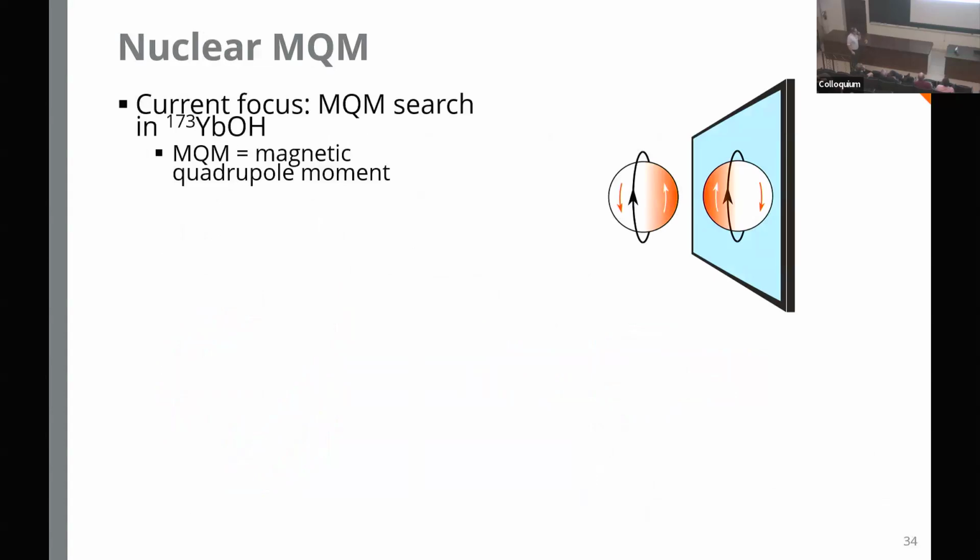One of the things that we're currently focusing on is an MQM search in 173 YbOH, a different isotope of ytterbium, which is still stable. MQM is a magnetic quadrupole moment. It's a symmetry violating magnetic moment, which unlike an electric dipole moment, which is a separation of charge, a magnetic quadrupole moment is a separation of current.